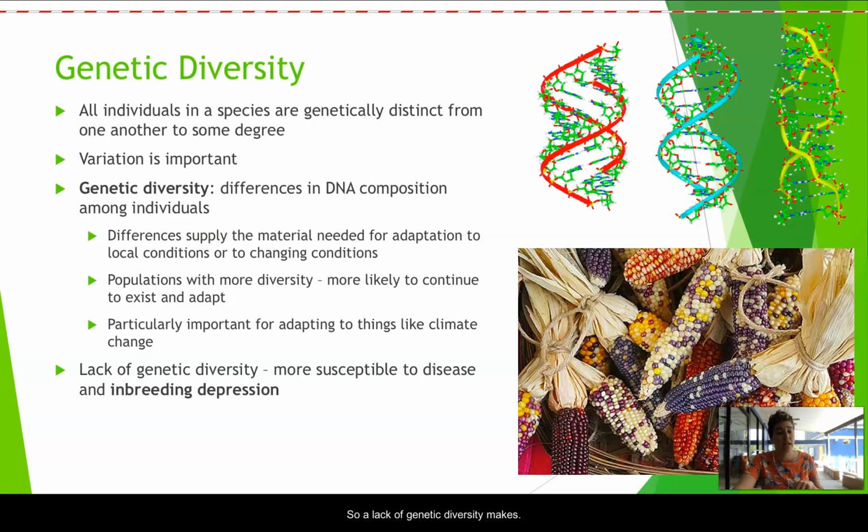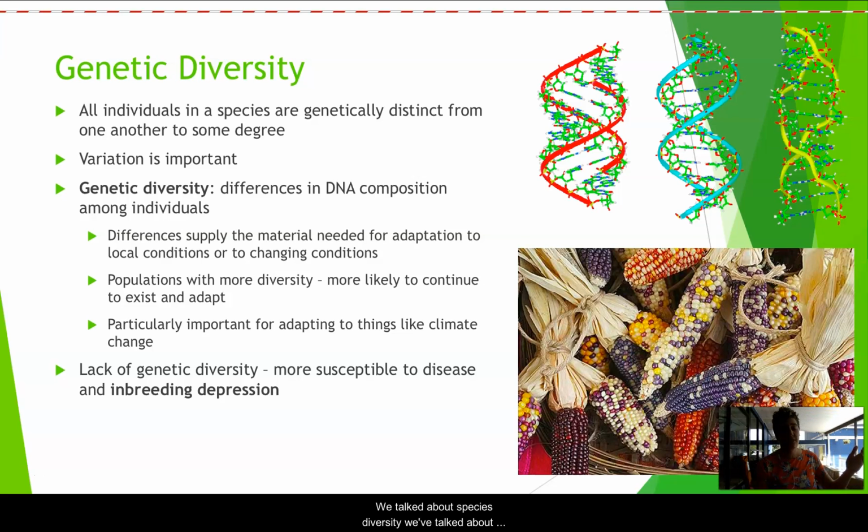So a lack of genetic diversity makes species more susceptible to disease, and it can also lead to something called inbreeding depression. Inbreeding is when you have a very, very low level of genetic diversity, and genetically similar individuals mate with one another and can produce weak or defective offspring.